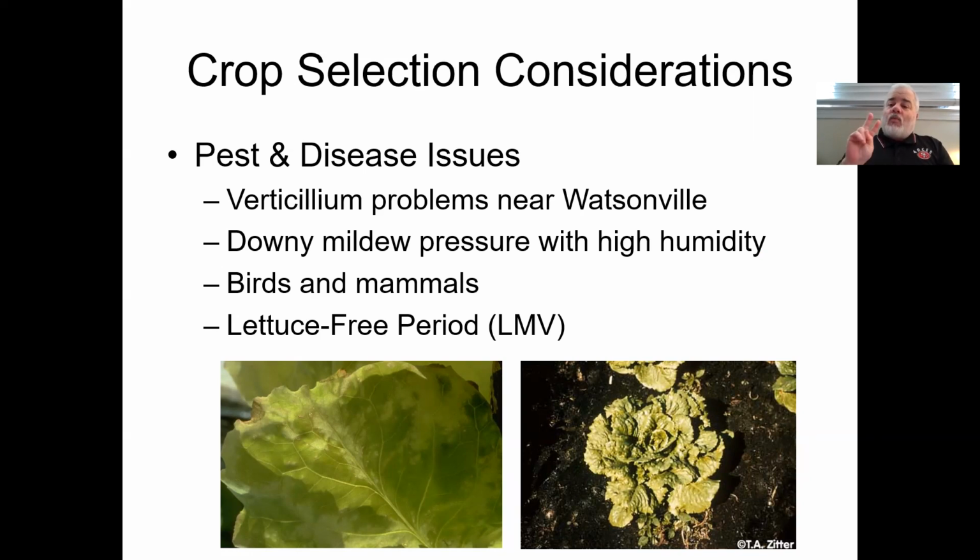There's a lettuce-free period. There are two crops, and you want to know this for a test, that have production-free periods. I forget the exact window, but there's a lettuce-free period for lettuce mosaic virus. LMV stands for lettuce mosaic virus. And in order to break the life cycle of the lettuce mosaic virus, in December, in a certain window, you're not allowed to grow any commercial lettuce in commercial production areas here in California.